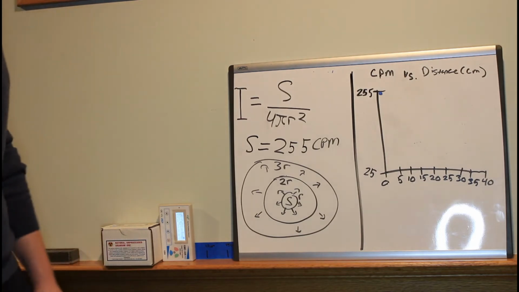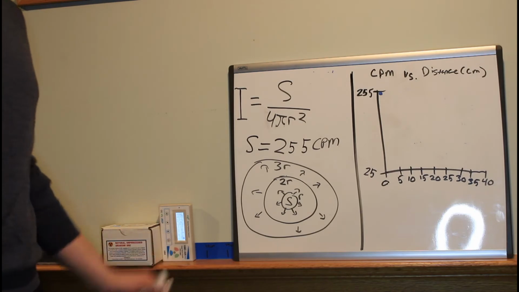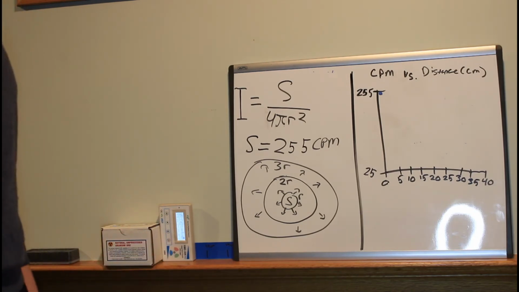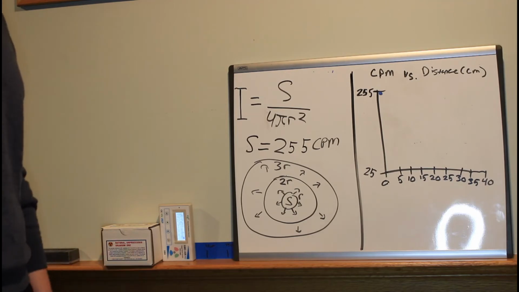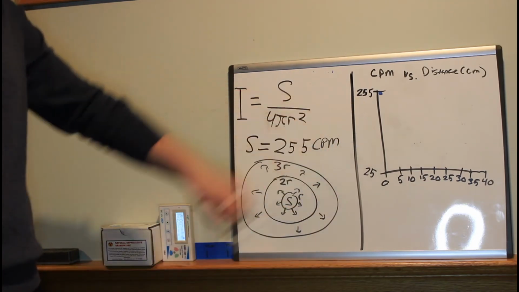Okay, so we've obtained our source radiation value. Our average count is about 255 counts per minute. Now, it's going to fluctuate, but that's our average after about 1 minute. We're going to set that as our Y value maximum.